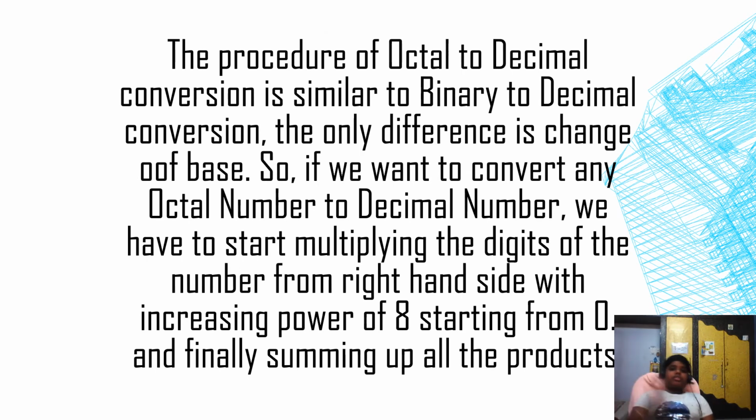So the procedure of octal to decimal conversion is similar to binary to decimal conversion, right? The only difference is the change of base. So if you want to convert any octal number into a decimal number, you have to start multiplying the digits of the number from the right-hand side with the increasing power of 8, starting from 0, and finally sum up all the products. So let's see an example.